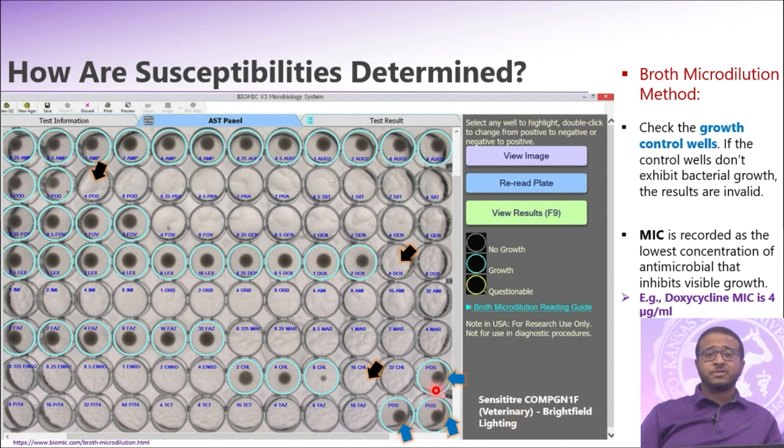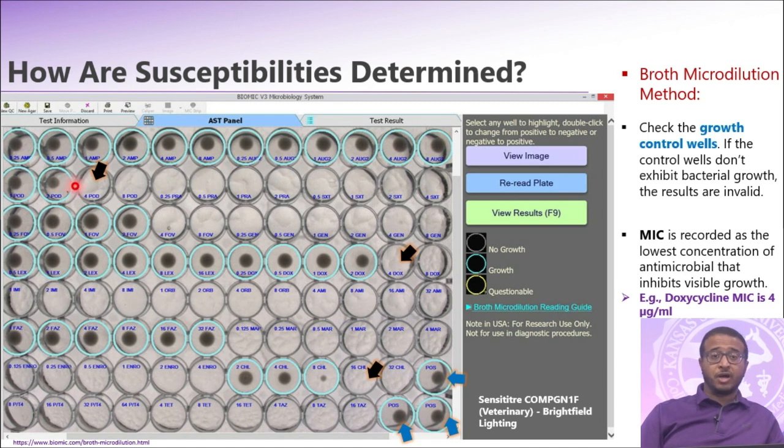As you see here, the first thing we look for is the control wells. If there is no growth in the control wells, this plate is invalid and has to be retested. Now, the MIC will be the first well with no visible bacterial growth or pellet in it. For example, here you look for doxycycline. We have 0.5 micrograms per mL, then 1, then 2, and at 4 micrograms per mL, this is where there is no bacterial growth, and this is our MIC.